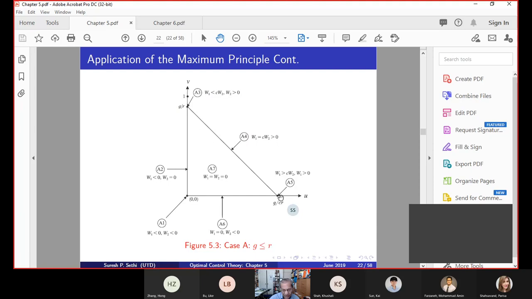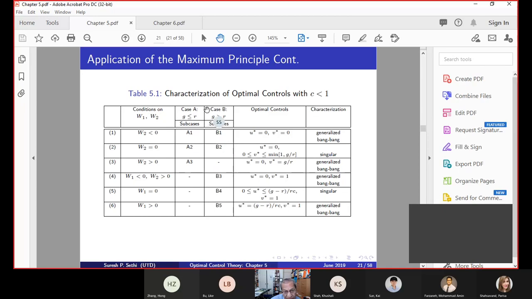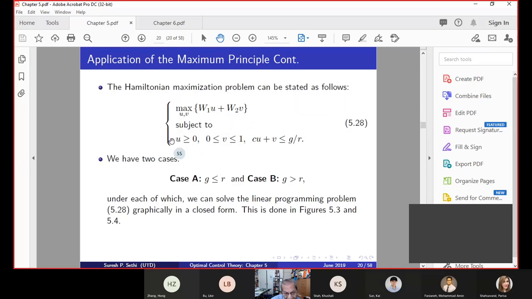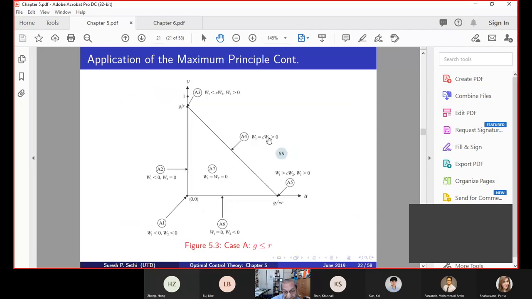So when V equals zero, U equals G divided by RC. Okay. So now what we are trying to say is the feasible set of this linear programming problem is defined by these three equations. It is called a simplex. The area that is enclosed by these three equations is called a simplex. Of course, the simplex would be more complicated than just a triangle, but in this case, it happens to be a triangle. So that is case A.